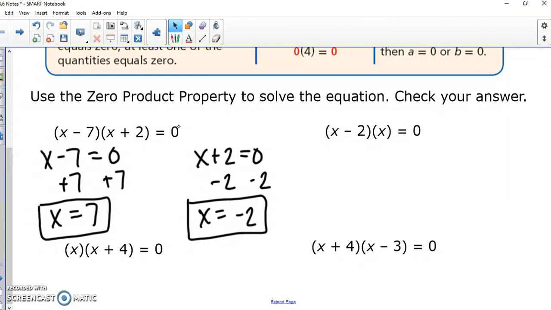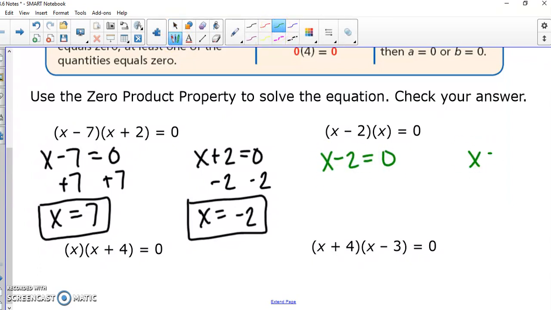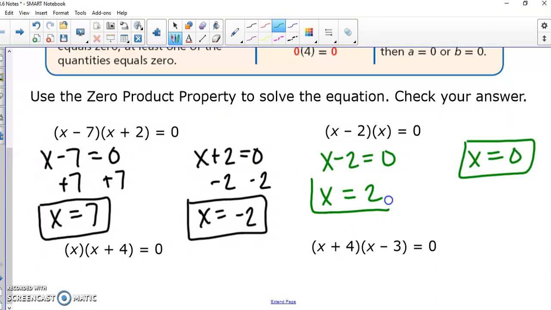Okay, same thing over here then. I'm going to set each one equal to 0. And this one is already solved for us, and then over here we find out that x could also equal 2. So 2 and 0 would be our two solutions.